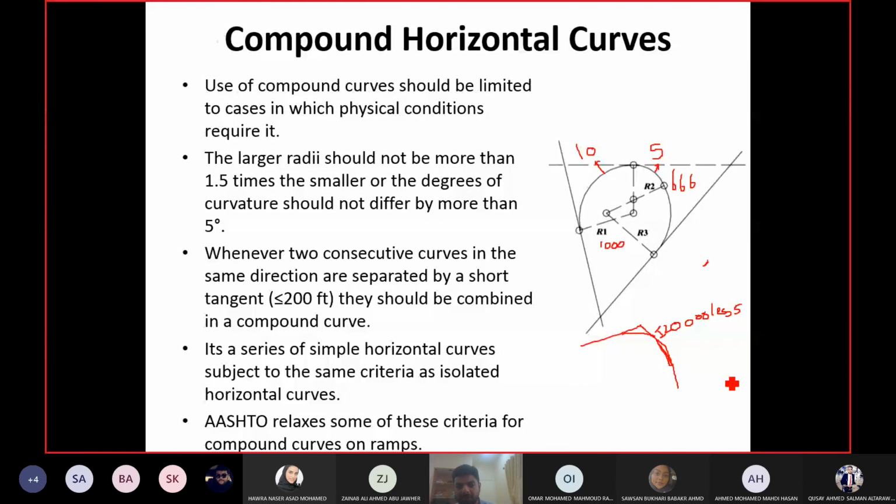It will save you space. It will be easier for the driver, and so on and so forth. So a compound curve can be because you have limited space, or sometimes coincidentally two curves happen to be very close to each other. Okay, so you join them together as a compound curve. The design of compound curves will happen in the same manner as a circular curve, but instead of designing one curve, now you are designing a series of curves. So you will do one calculation, then the other one, then the other one, and so on and so forth.